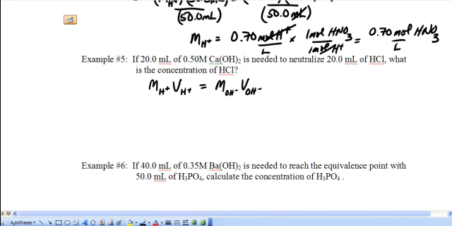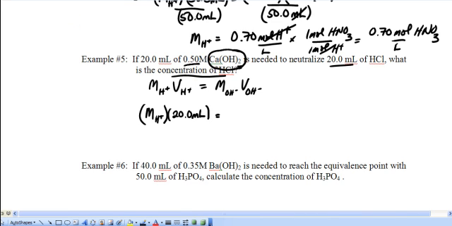Do we know the concentration of the acid? No, that's what we're solving for. So we don't know M_H+. Do we know the volume of the acid added? Yeah, it's 20 milliliters. Okay. Do we know the concentration of the hydroxide? Well, the calcium hydroxide is 0.5 molar, but you get 2 hydroxides for every 1 calcium hydroxide. So you need to double it.